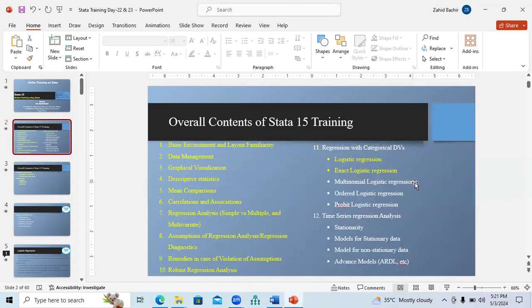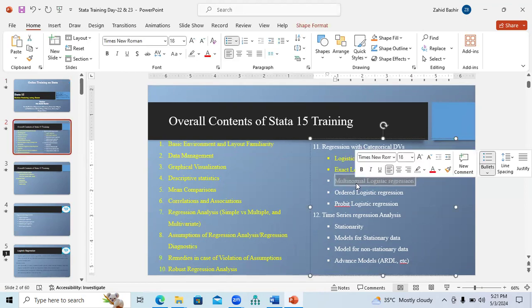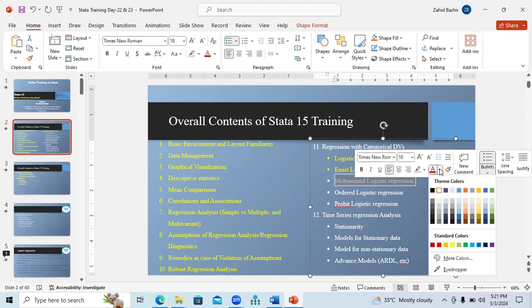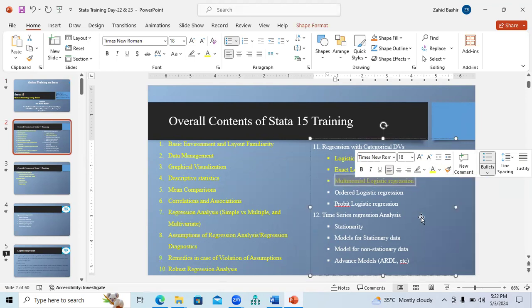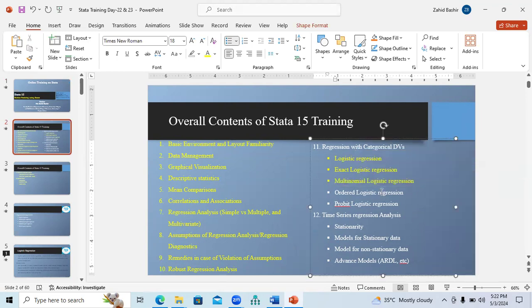Today is the 25th training day on Stata, and we have covered a lot in these sessions. In the last session, we covered the multinomial logistic regression, and today we are going to discuss the ordered logistic regression, how it is used, what the specific details of ordered logistic regression are, and how it is implemented using Stata.